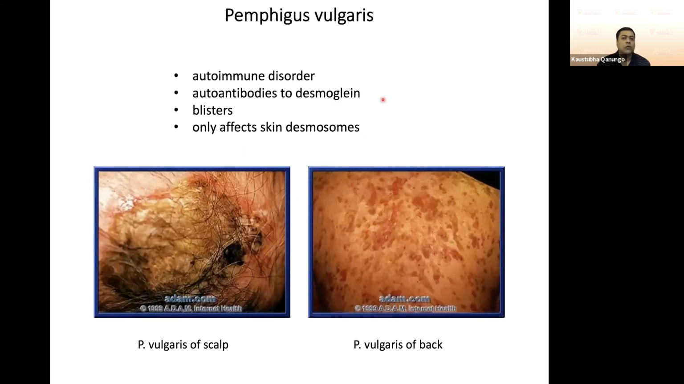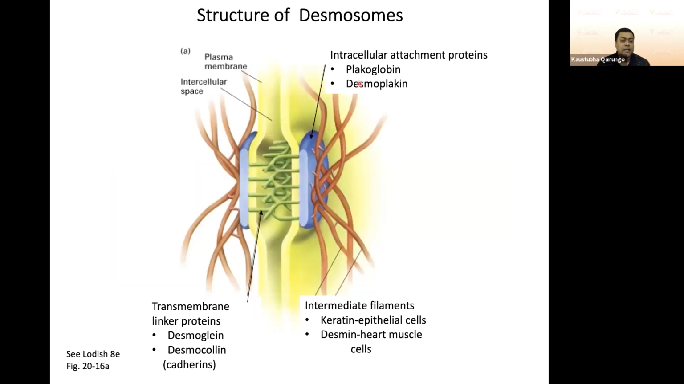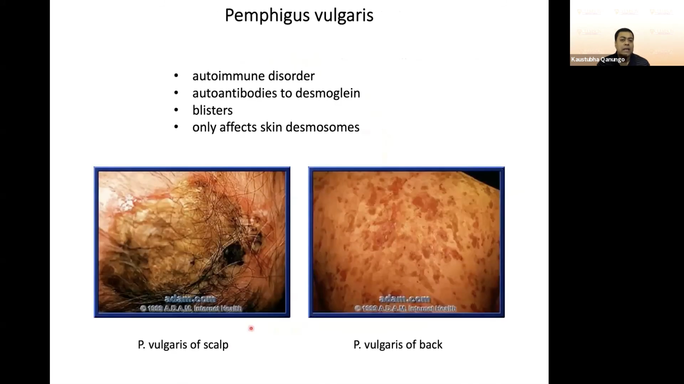So here is an autoimmune disorder, which is known as pemphigus vulgaris, where you raise antibody against the desmoglein. Remember that the desmoglein is one of the transmembrane linker proteins. And in here, you raise antibody against that and it mainly affects the skin desmosome. So here you are seeing that this is a big blister on the scalp. And here you can see the back, lots of these blisters.